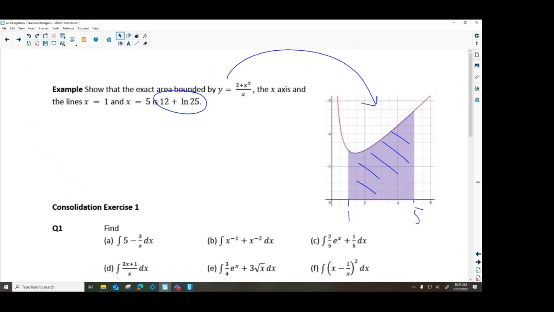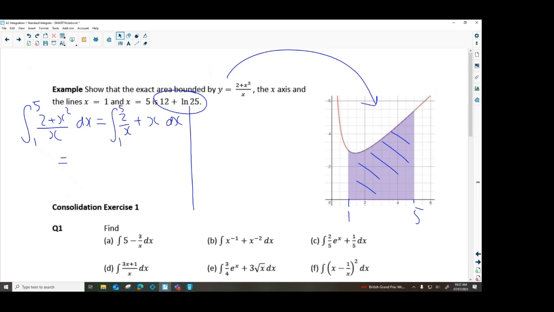So I'm going to work out that area. I'm going to show that it has this exact value. Well, the area is given by, let me split the page in half, the integral from x is 1 to x is 5 of 2 plus x squared divided by x dx. You cannot integrate this without, first of all, splitting it into two fractions. So the first fraction is just 2 over x. The second fraction is x squared divided by x, which is x, and this is from 1 to 5.